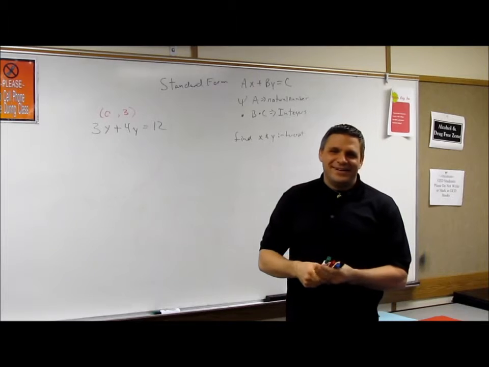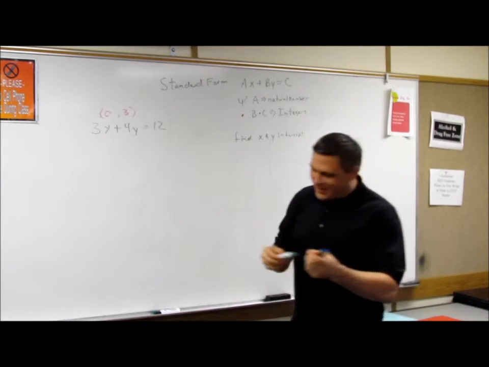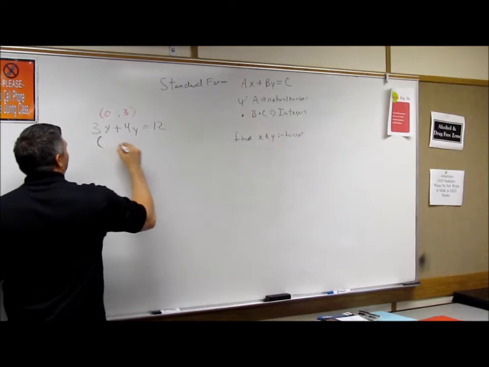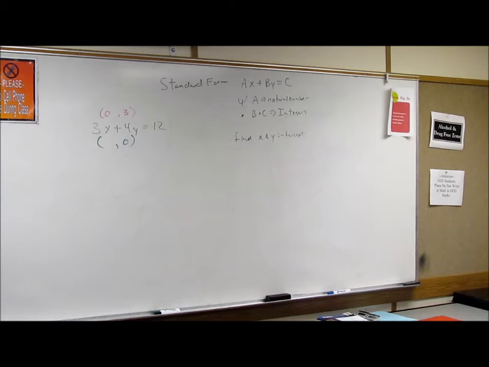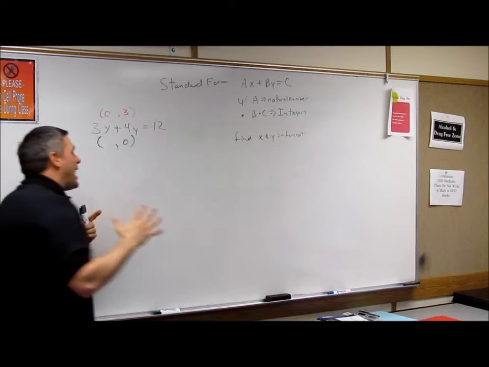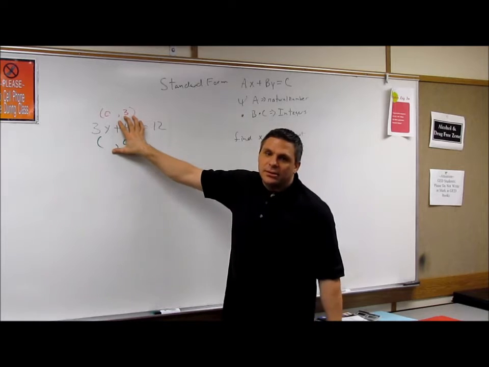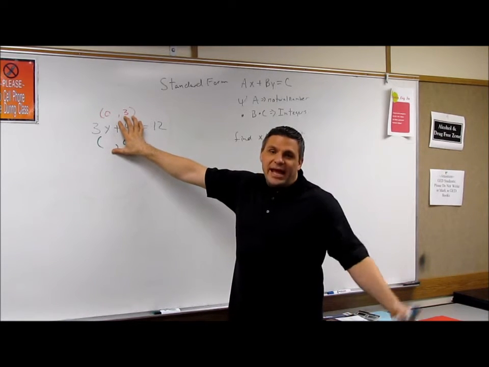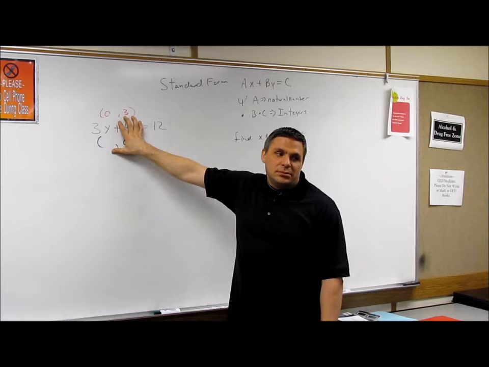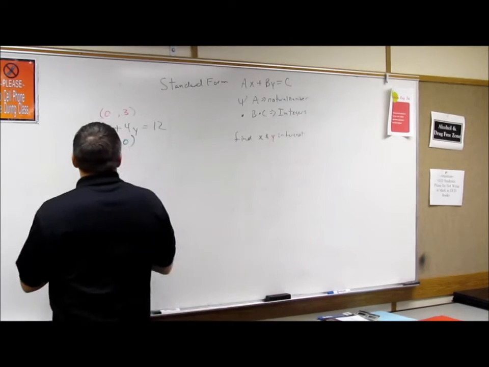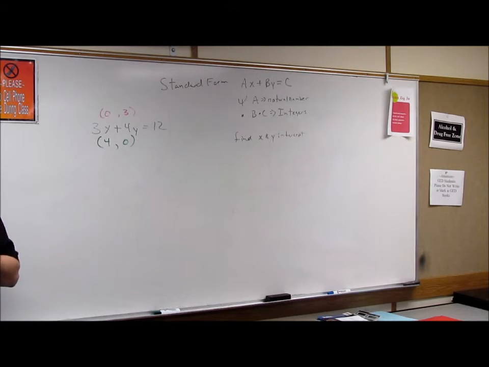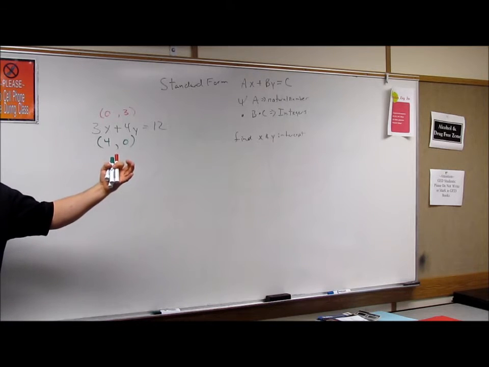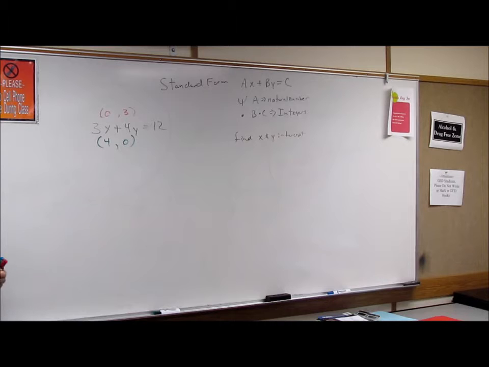Alright, so now we go to the next one. I'm going to plug in a 0 for y, and this y goes away. So what's 3x equals 12? Well, what's x? 4. Real simple, right? How many points do I have now? 2. And how many points do you need to draw a line? 2. We're dead, except we've got to graph them.